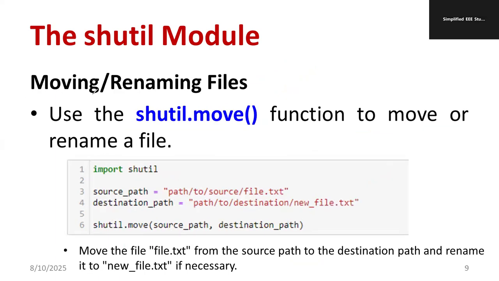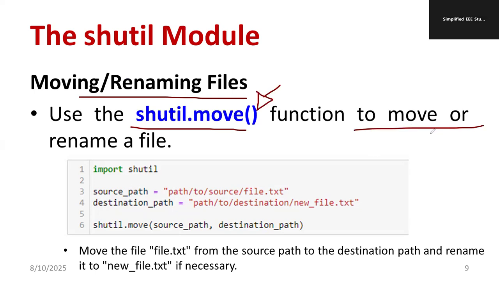Another operation commonly involved is moving or renaming. Here, you are going to use the function called shutil.move. Okay, it is a function you can make use of for moving or renaming a file. So first of all, you have to import the shutil module by default. Second, define the source path and define the destination path. Then you can use the function called shutil.move.